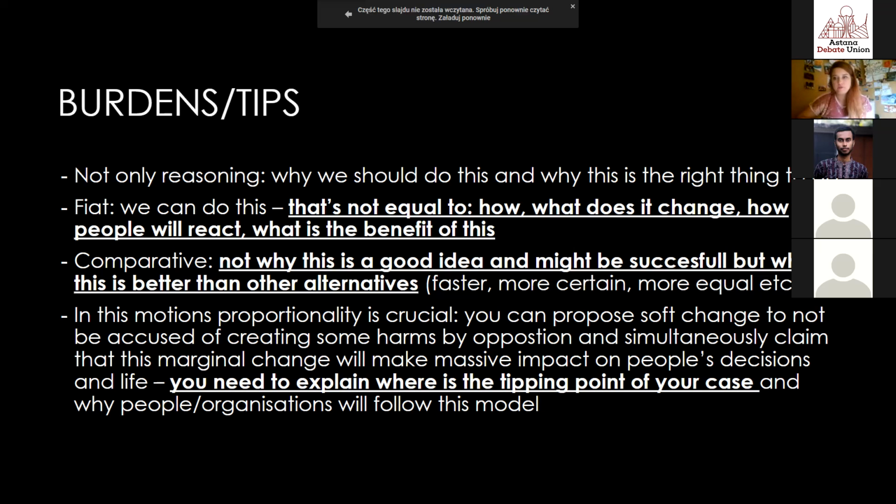And as we talked before, this is just a reminder: in these motions, proportionality is crucial. You can propose a small change to not be accused of creating harms by the opposition, and simultaneously claim that this marginal change will make massive impacts on people's decisions and lives. You need to explain why there is a tipping point in your case and why people and organizations will follow this model, especially when you are creating a huge shift in public opinion, the Overton window, and the other arguments which people like to run.